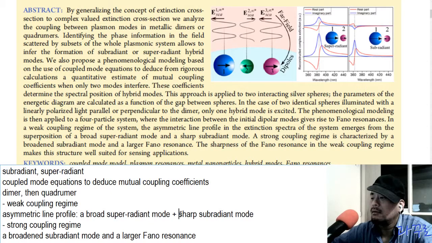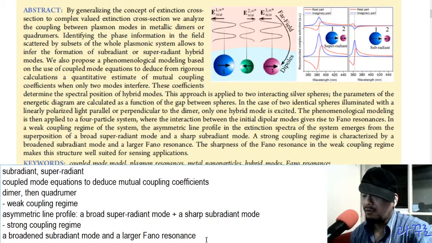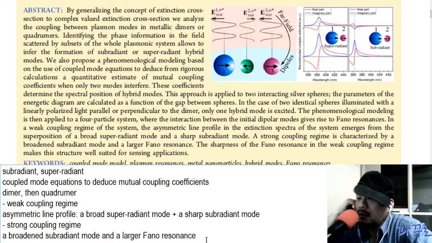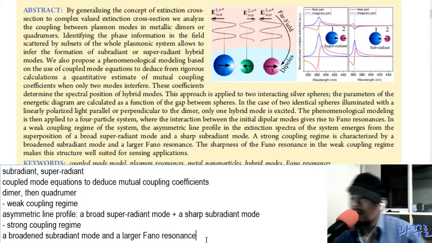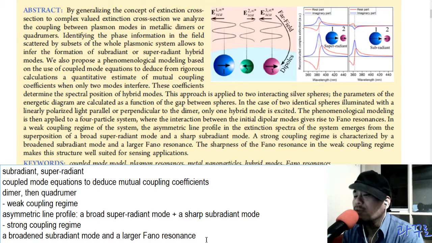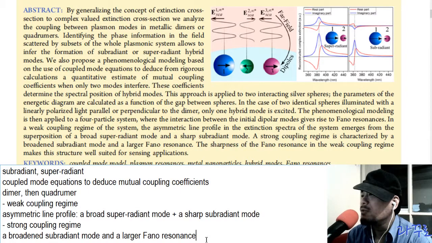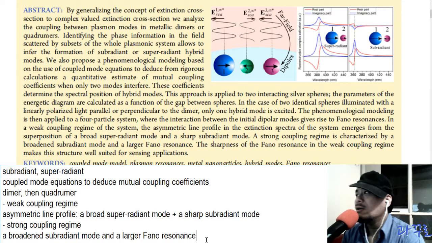weak coupling regime에서는 asymmetric line profile이 나오는데, 이게 원래 우리가 알고 있는 파노 레조넌스인데요. 보통 브로드한 거랑 샤프한 거 두 개가 만나서 되는 게 파노죠. 근데 strong coupling regime도 있는데 거기에서는 subradiant 모드가 broadened. The sharpness of the Fano resonance in the weak coupling regime makes this structure well suited for sensing applications. 그러니까 weak coupling regime이 좀 더 파노스러운 것 같네요, 그죠?